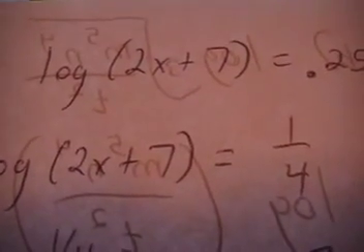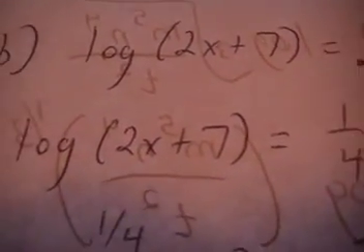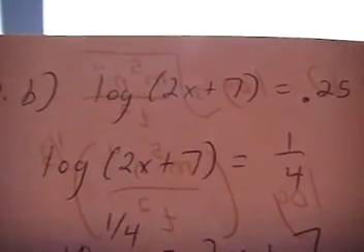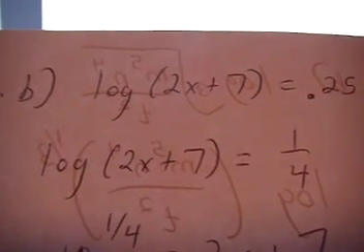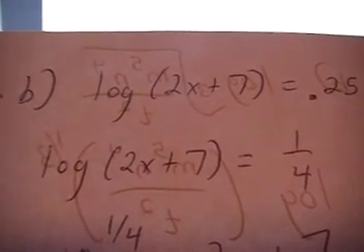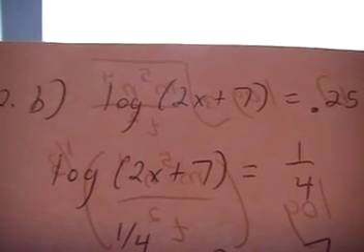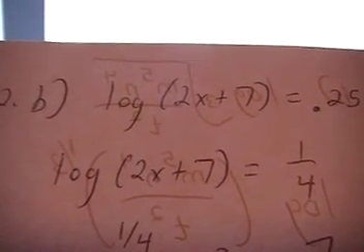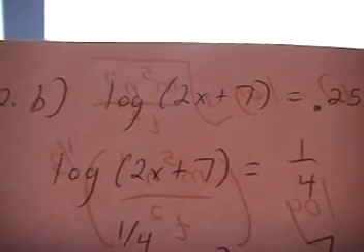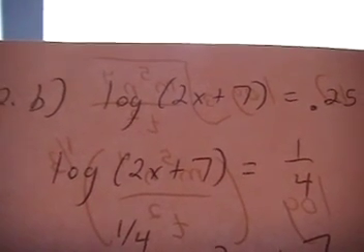So log of 2x plus 7 equals 0.25. What I did is I changed the 0.25 to 1/4, because the decimal is not going to help us much here. Log of 2x plus 7 equals 1/4. So now I'm going to use that strategy of changing a log to an exponential. The 3 parts of a log: grab the base, grab the exponent, and then set it equal to the other part.